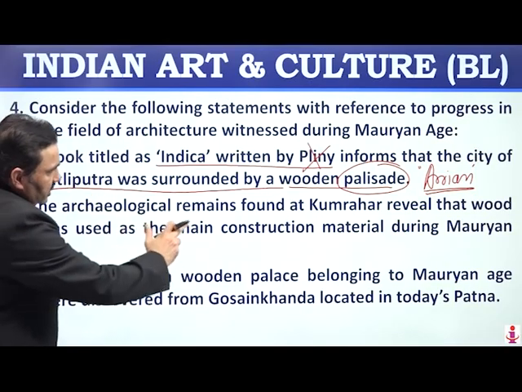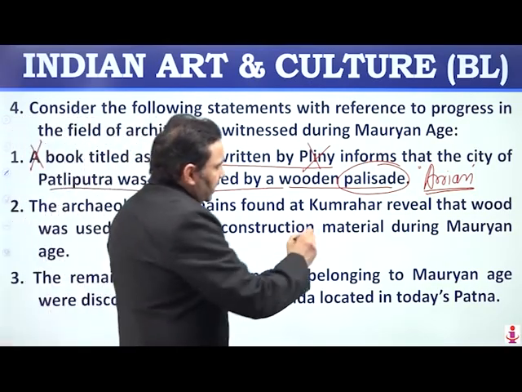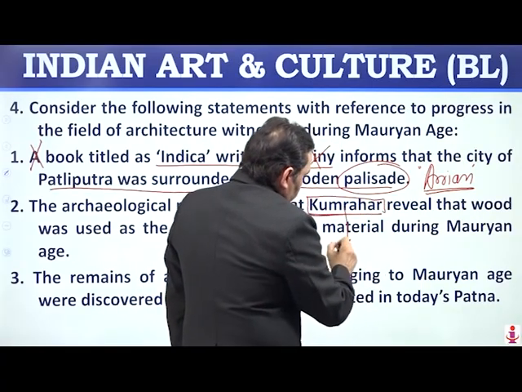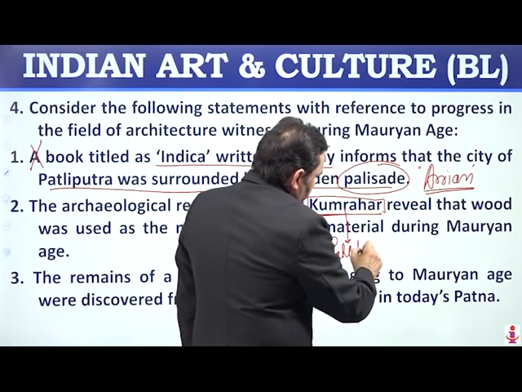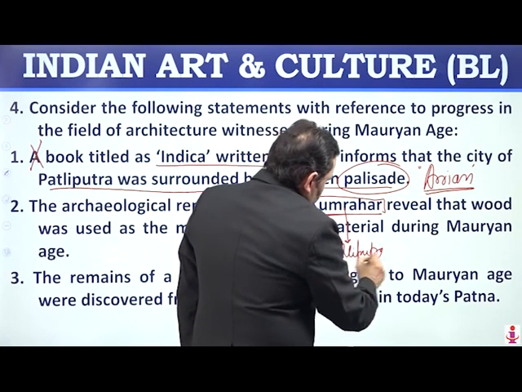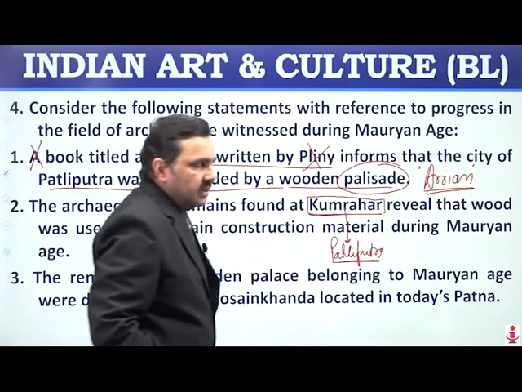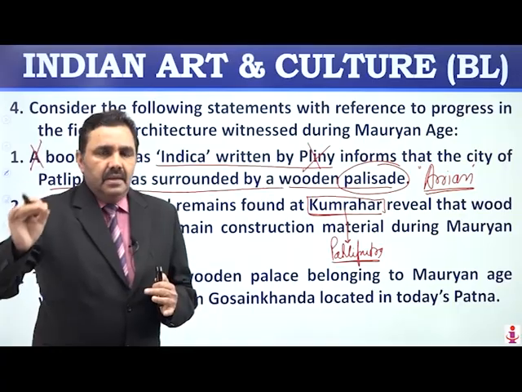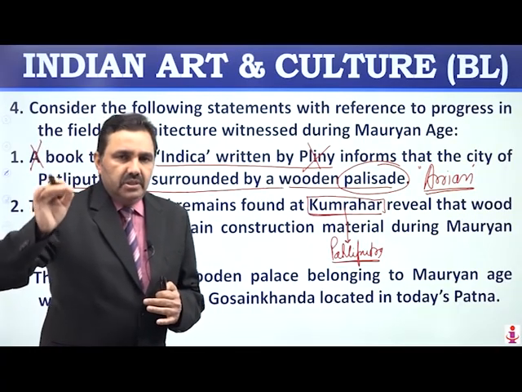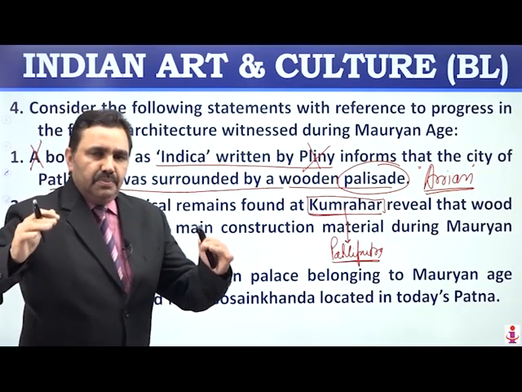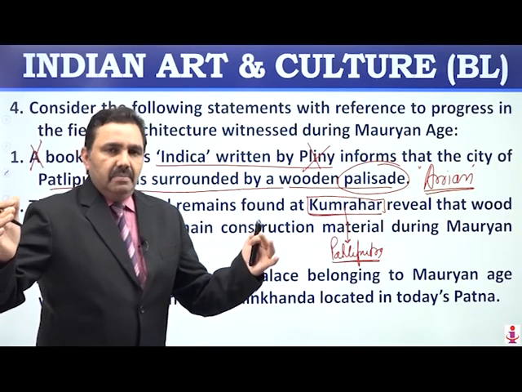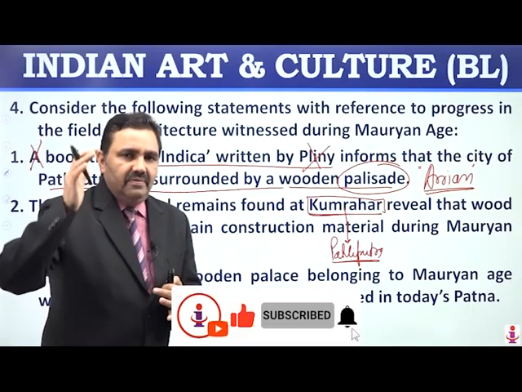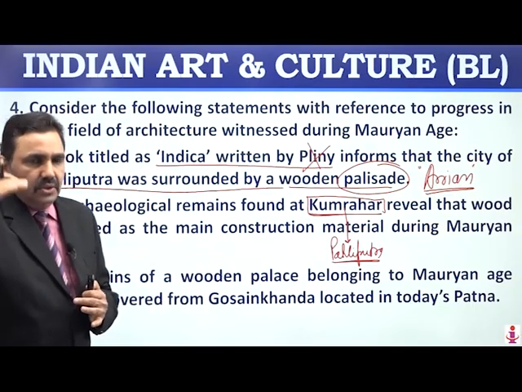The archaeological remains found at Kumrahar. Kumrahar is a place in Patna, and Kumrahar was the center of ancient Patliputra. Kumrahar is a place where remains of a stone palace of Ashoka have been discovered. A wooden palace was built by Chandragupta Maurya. That wooden palace was perhaps destroyed by fire because no remain is available here. Only the ash, a layer of ash had been found beneath the stone palace of Ashoka.